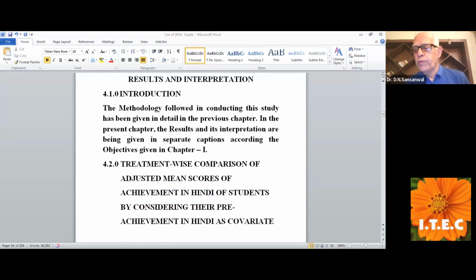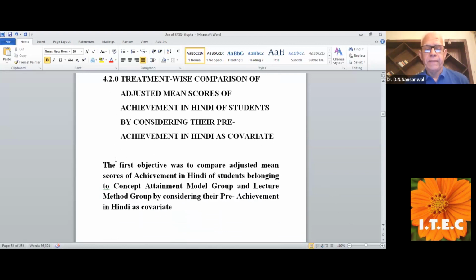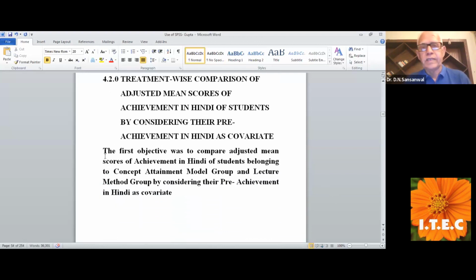So now you can see from this particular objective that you have to have the groups, or you can say treatment. One is the concept attainment model group, and another is the lecture method group, and another variable is the pre-achievement, and another is post-achievement. So let us go to my SPSS.